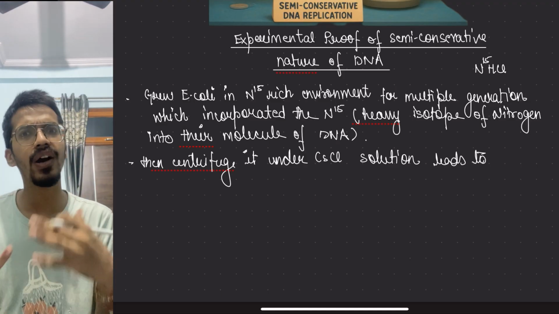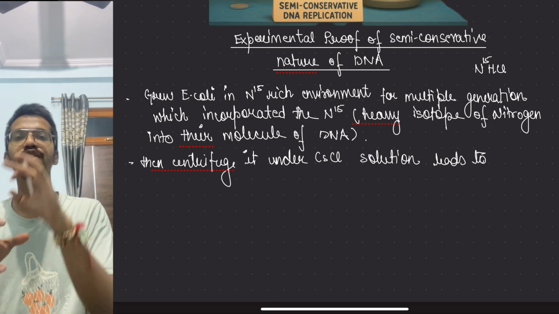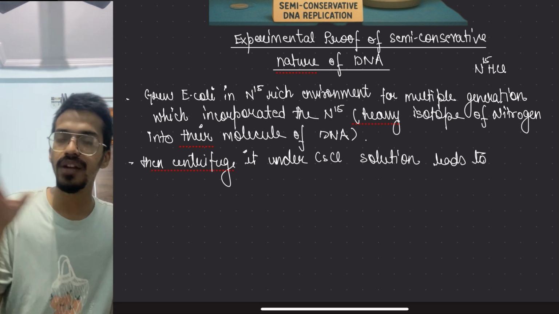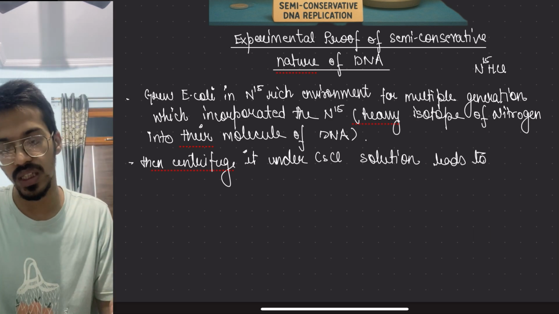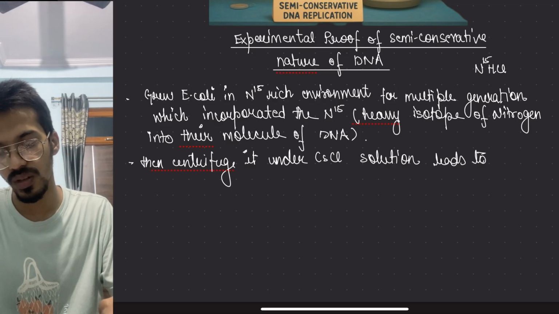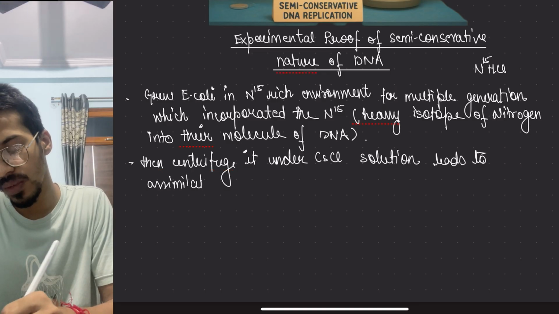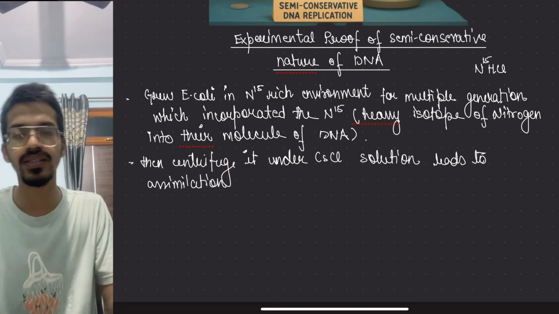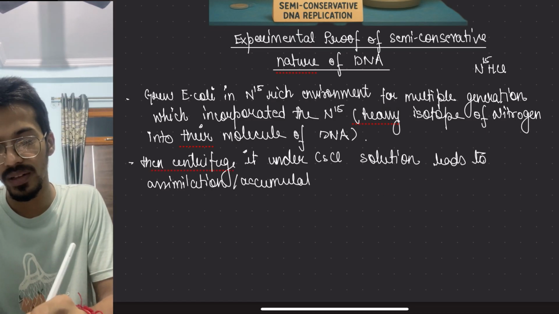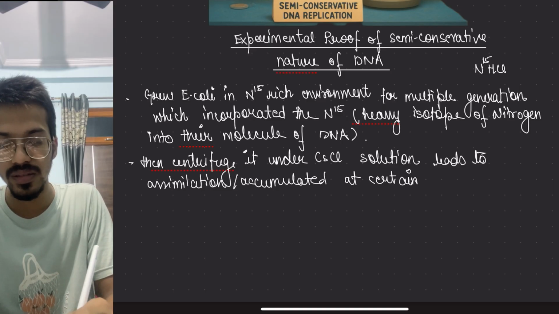If you have worked with the density of certain products, there is a difference between how much denser one will be compared to the other. The values are very different. So under cesium chloride, it leads to assimilation. Leads to assimilation means it's getting accumulated. Okay, assimilation or accumulated is a better word. Accumulated at a certain level.